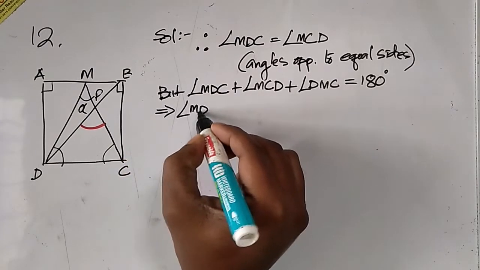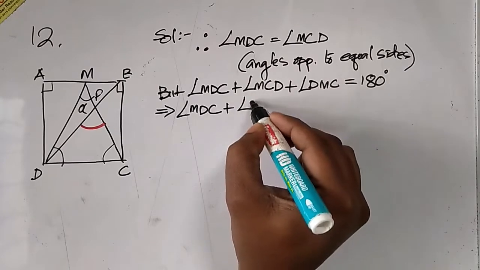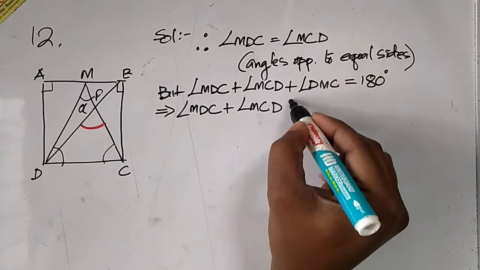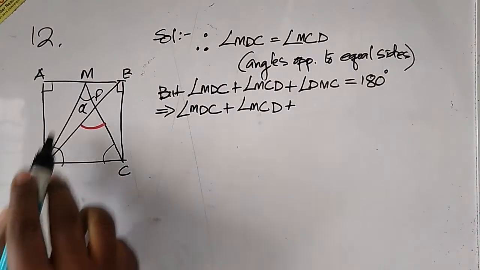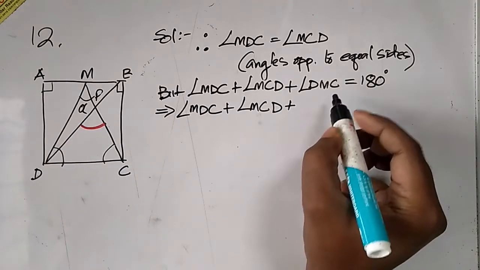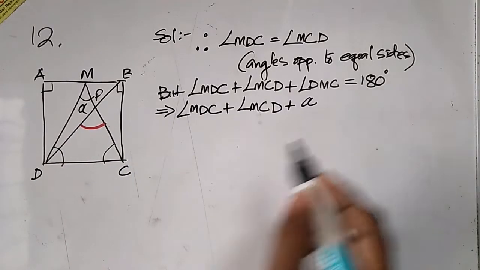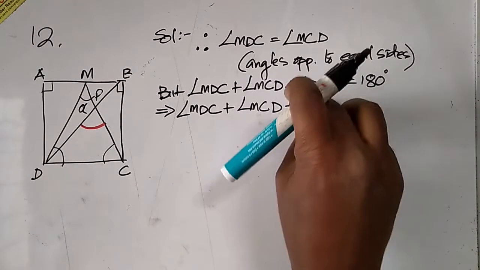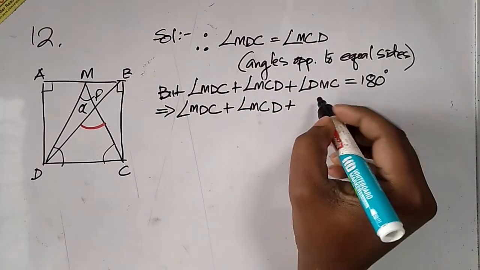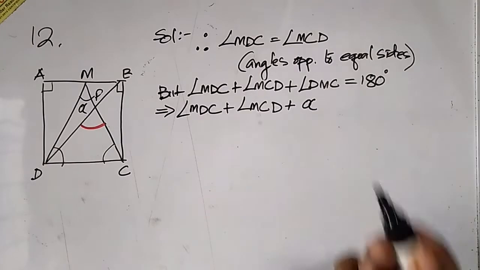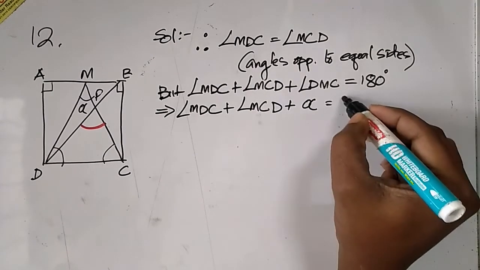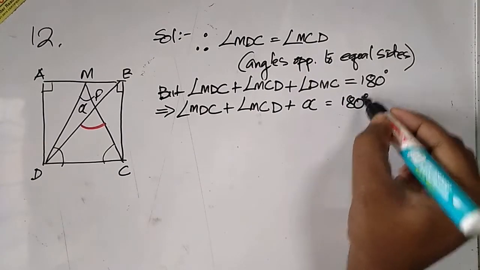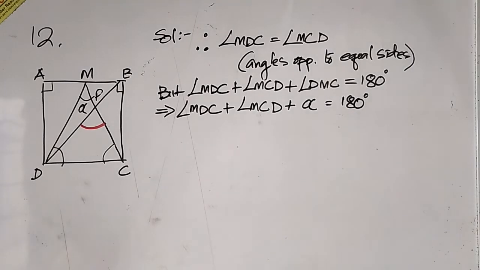Angle MDC plus angle MCD plus DMC is what? Angle DMC is alpha, so we'll be writing it as alpha. I've just written it as A. Let me change it to alpha. You can even write it like this. Okay, is equal to 180 degrees. So I hope you are understanding the steps here.